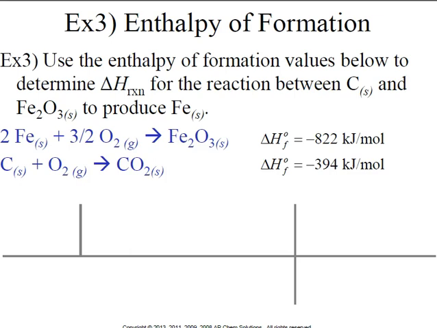All right, in example 3, they want us to use the enthalpy of formation values that they're giving us to determine the delta H reaction for a reaction between carbon and iron(III) oxide to produce iron. Well, first off, we need to know what the reaction is that we're looking for. So let's see if we can write out the appropriate reaction.